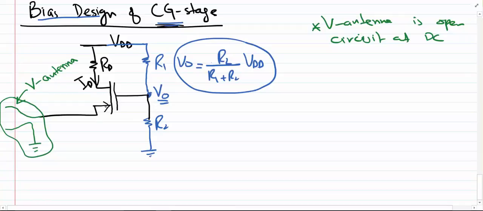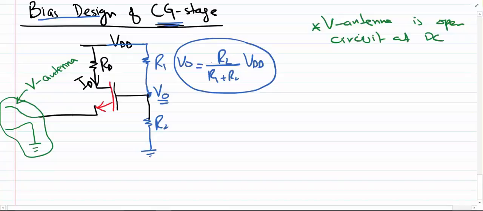Actually, I made a mistake here. It should be n-MOS rather than p-MOS. So let me correct this for you in red. So this is n-MOS. There is no path for the bias current to flow because the DC current is going to see an open circuit here.